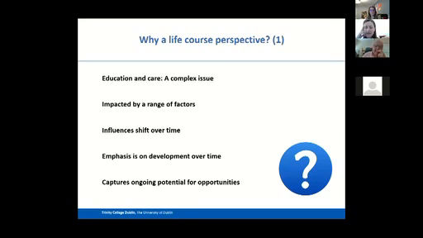That complexity was one thing that made me think I need something with a few different dimensions, something that takes a multidimensional perspective to try and figure out what's going on here. I also felt the life course perspective did a good job of capturing that passage of time piece that Robbie mentioned already. The idea that what influences our education changes and shifts over time is something that the life course perspective allows you to capture, and again, the emphasis is on development over time.